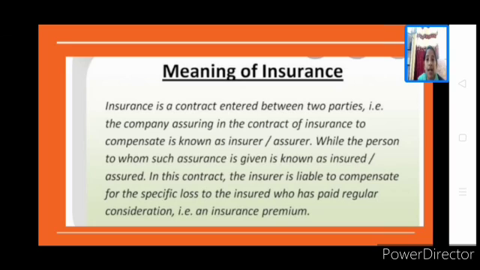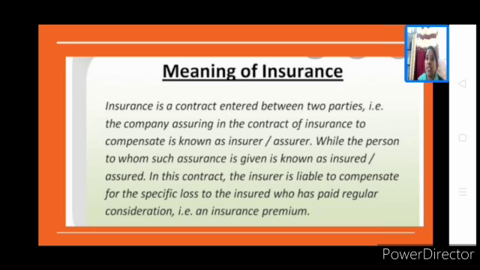That is the company assuring in the contract of insurance to compensate is known as an insurer. As I said, it is the insurance company which is known as insurer, and the person who has taken the insurance for his goods is called insured. Is that clear? So insurance is a contract entered between two parties, where one party says that you pay me something on monthly basis which is called a general fee or premium, for which I'll protect your goods if something wrong goes with your goods.